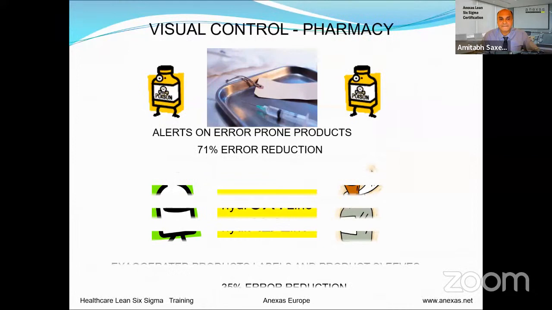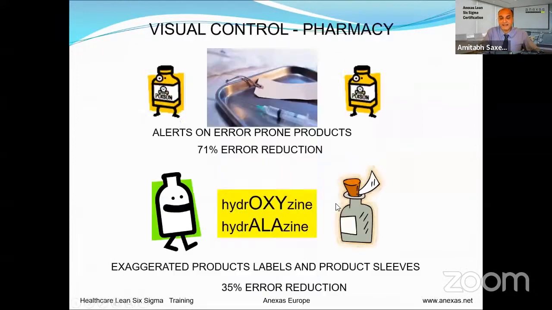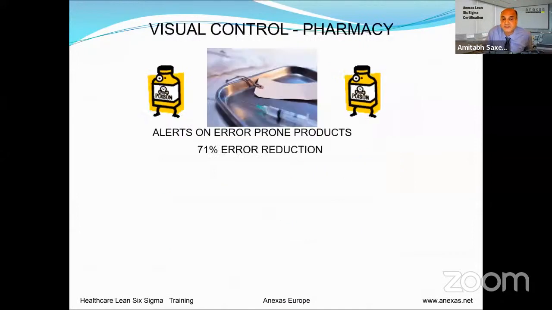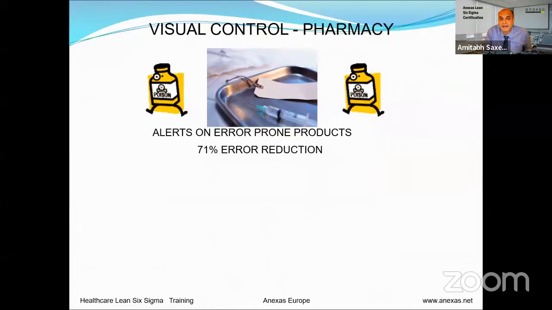Let us say errors. We want to reduce the error. Visual management can be one of the ways to reduce the errors, like in healthcare. So in the first few minutes, I just wanted to give some healthcare examples. And these healthcare examples will help you to understand some of the basic concepts. And after that, of course, I'll take examples from other industries as well. So alerts on error-prone products.